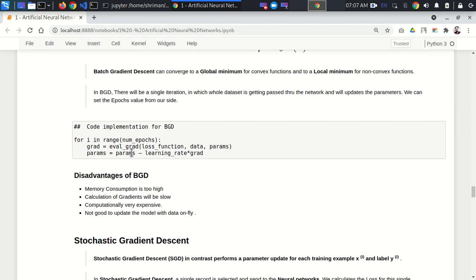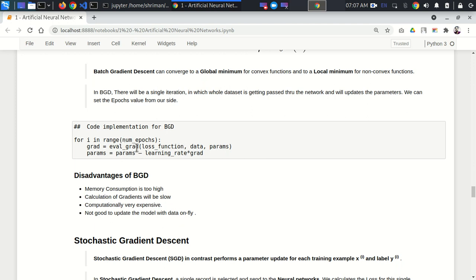Now in terms of code implementation, using core Python you can go this way: for i in range num epochs, grad will be evaluate gradient, loss function, data, params. Again, the same thing we are trying to do here. Params means parameters, the old parameters, and learning rate, which would be a numerical value. And this will be grad, the gradients, and in that way you calculate the new values of the parameters.